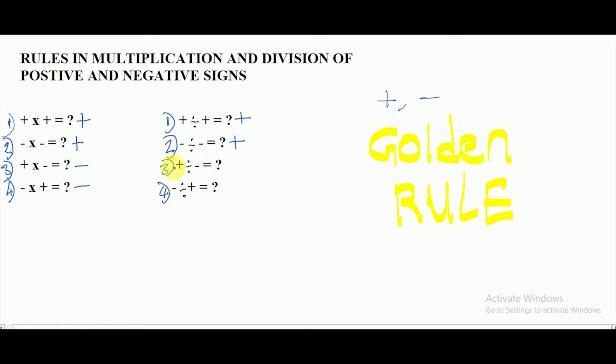Number 3 says positive divided by negative. This will surely give us a negative. Why? They are different. They are not the same. Totally different. Next one here says minus divided by positive. It gives us a negative sign. Very, very simple.